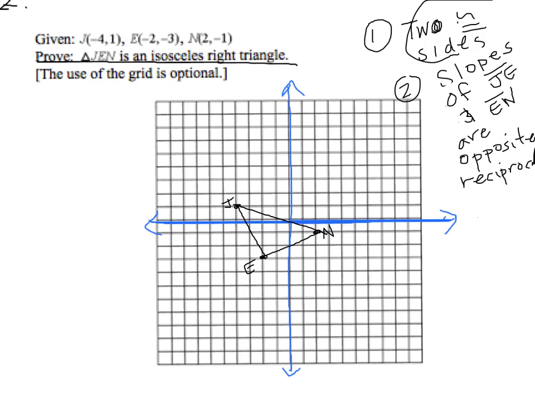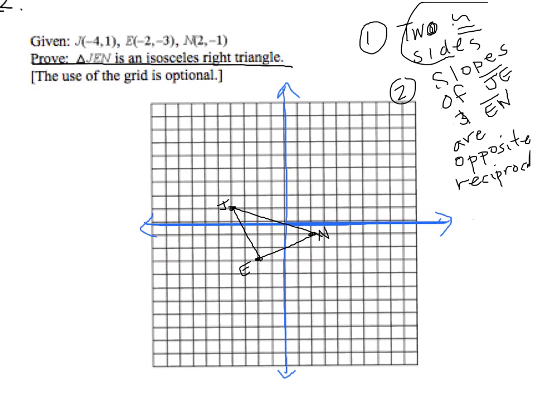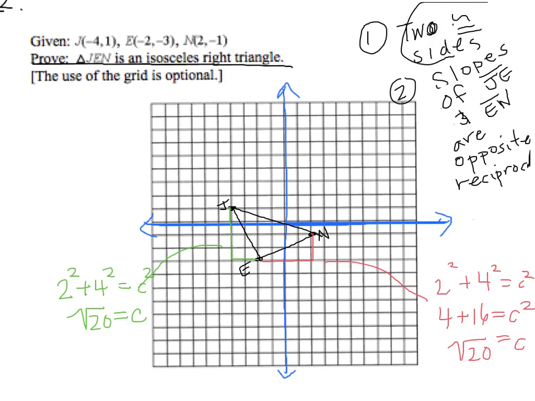Okay? So here we go. First things first, let's prove that 2 sides are congruent. If we look at this picture, I'm going to bet that JE is congruent to EN. Let's see if we can prove that by using the distance formula to find the distance of each side. Here we found the measure of the side JE by looking at 2 squared plus 4 squared to give us C squared, which is JE. And JE ends up being radical 20.